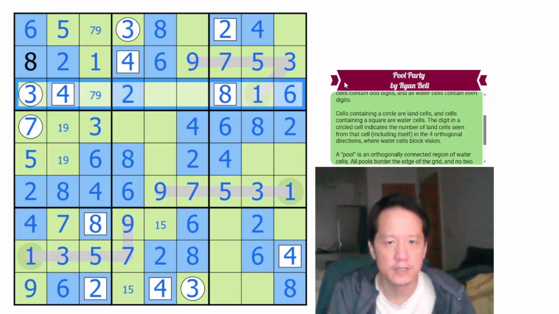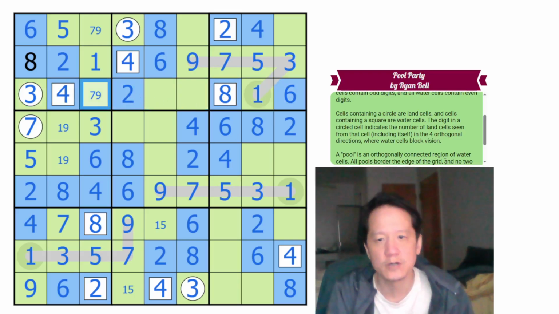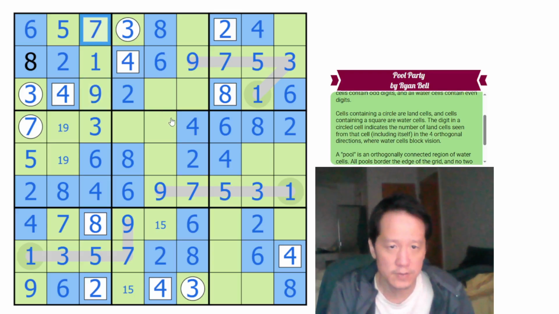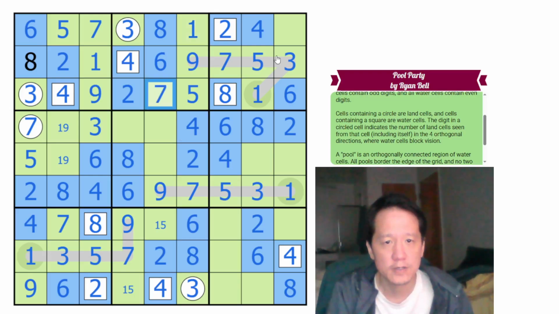Where's a 9 in this row? It has to be here. So this is 9, which makes this 7. This has to be a 5-7 pair, and this can't be 7, so this is 5, which makes that a 1. And this has to be 7 then. That means this has to be a 9.